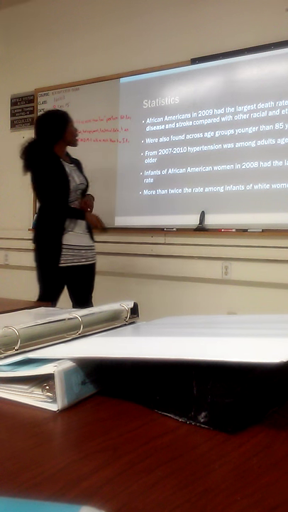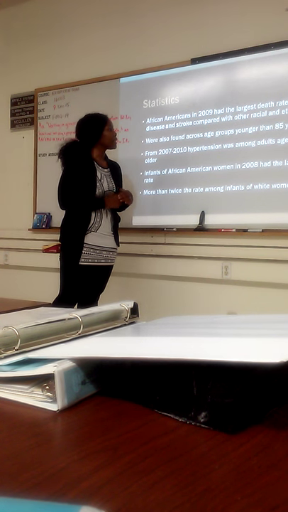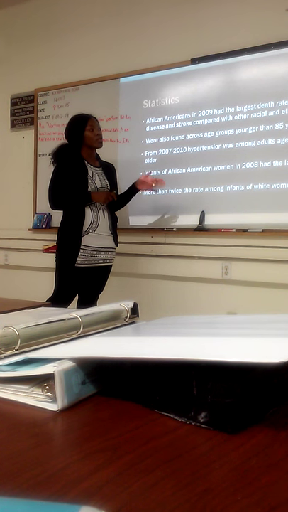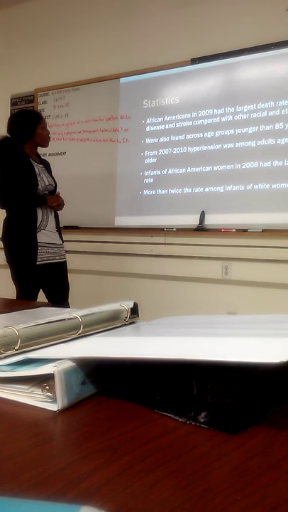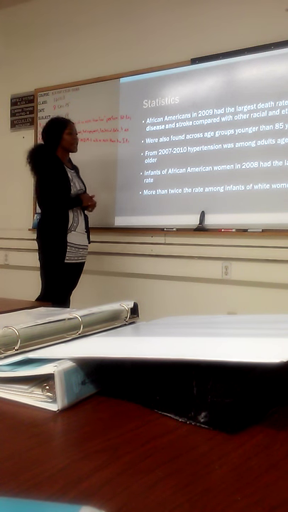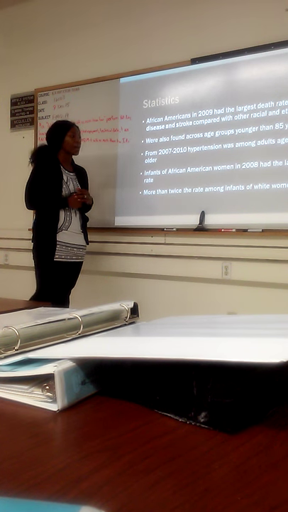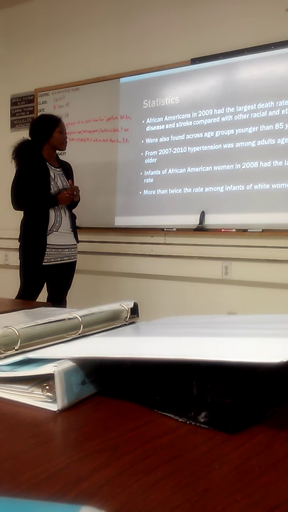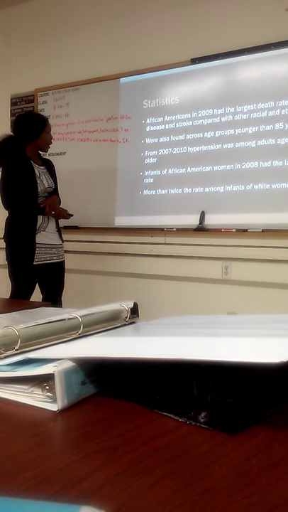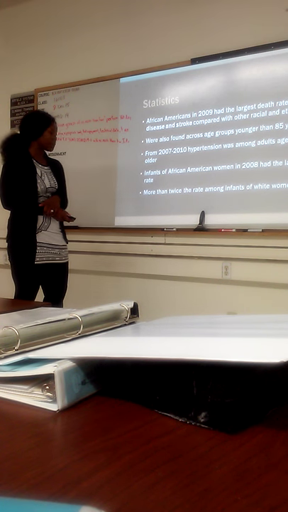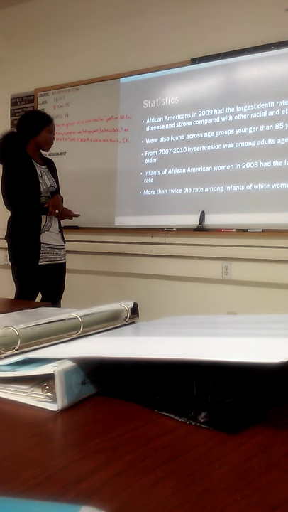Some statistics: African Americans in 2009 had the largest death rate from heart disease and stroke compared with other racial and ethnic populations. They were also found across age groups younger than 85 years of age. From 2007 to 2010, hypertension was highest among African Americans who are 65 years and older. Infants of African American women in 2008 had the largest death rate, more than twice the rate among infants of white women.